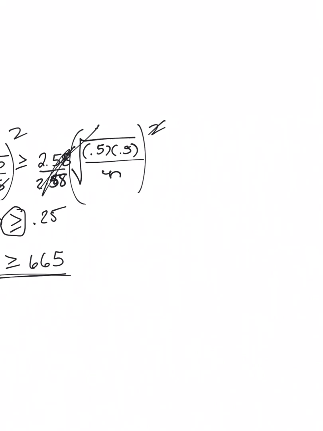Random, in quotations, random sample of 1,026 adults. Independent, it is reasonable to assume at least 10,260 adults in the U.S. And normal, you had to do the large counts. So you got 1,026 times 0.39 would be greater than or equal to 10, and 1,026 times 0.61 would be greater than or equal to 10, right? So we can assume it's approximately normal by the large counts.